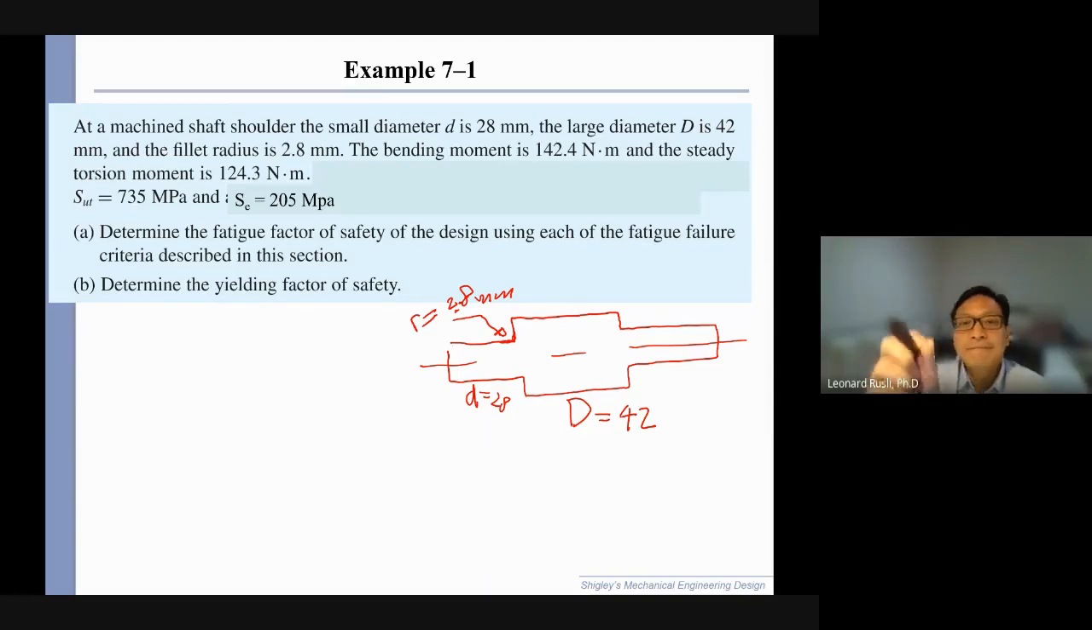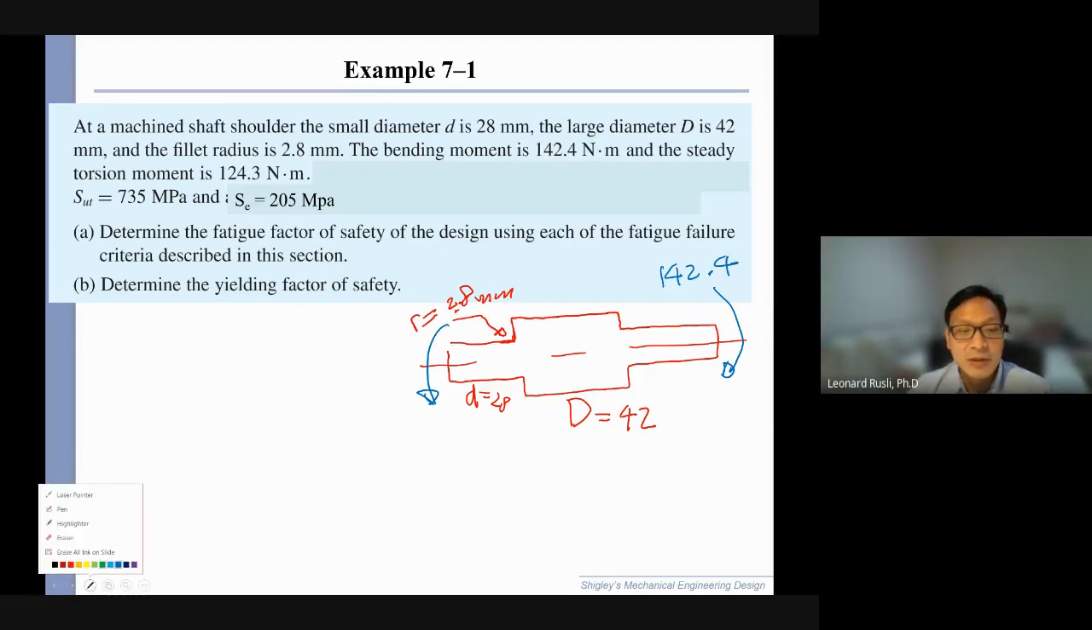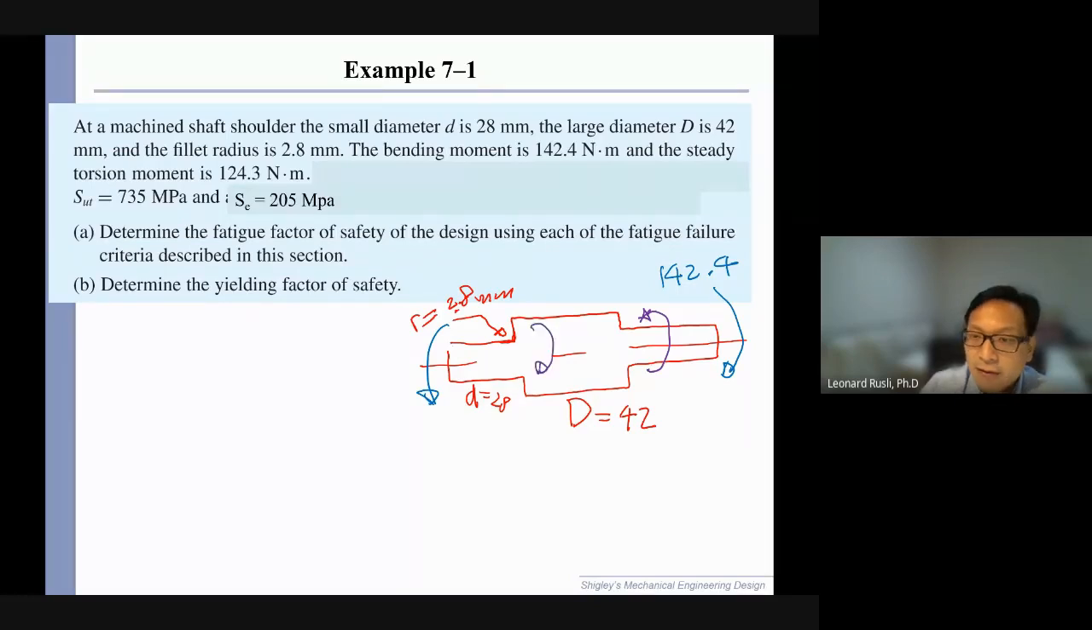So we see the ratio r over d is about 0.1. Looks good. The bending moment. So this is under bending moment 142.4, and under a torsion, I'll draw it with a different color here, torsion 124.3 Newton meter. Okay, this is bending moment.